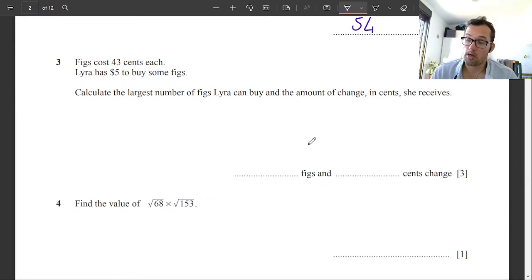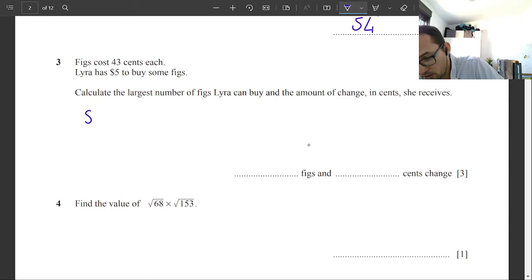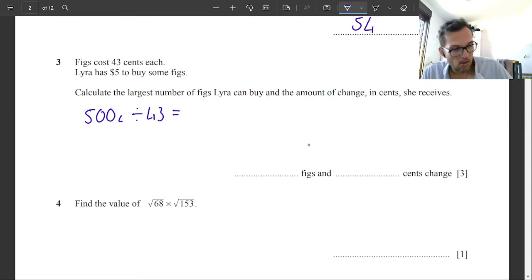Question 3 is about my favorite fruit, figs. They only cost 43 cents each. Lyra's got $5 to buy them. Alright, that means she's got 500 cents to use. How many figs can we buy? We simply need to divide that by 43. Okay, so 500 divided by 43 gives us 11.627, etc. Well, okay, so she's not going to buy 12, she's going to buy 11 figs.